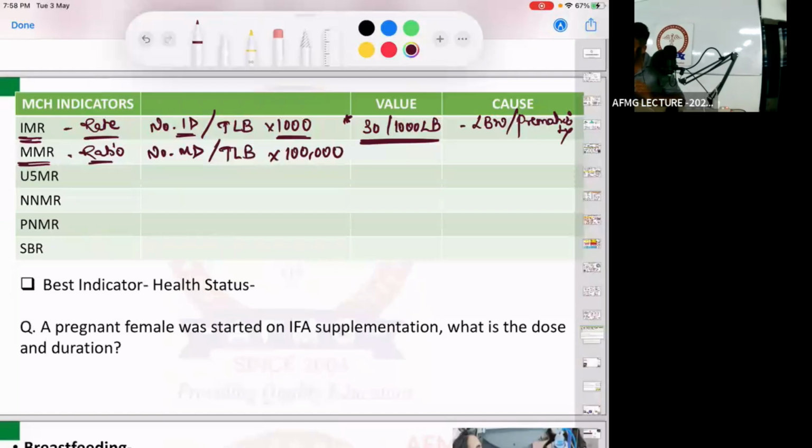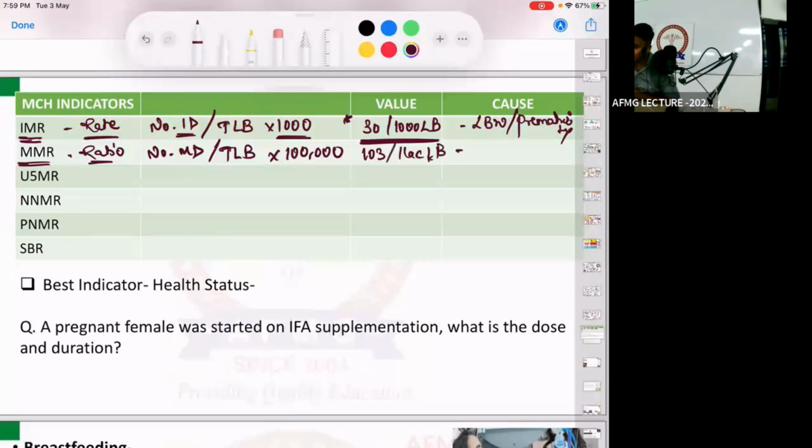ठीक है? And what is the current MMR according to recent SRS? So it is 103 per 1 lakh live birth. The last SRS was 113. जो अभी भी 122, 130 में अटके हुए हैं, भाई you need to wake up now. ठीक है? So it was 113, now it is 103 maternal deaths per 1 lakh live birth. And our target is to achieve less than 100 maternal deaths per 1 lakh live birth. ठीक है? No issues with this.